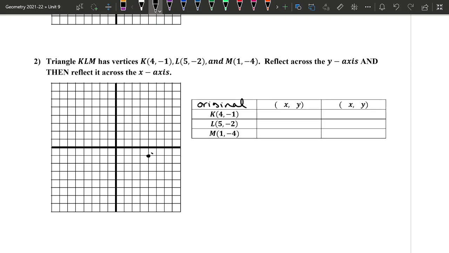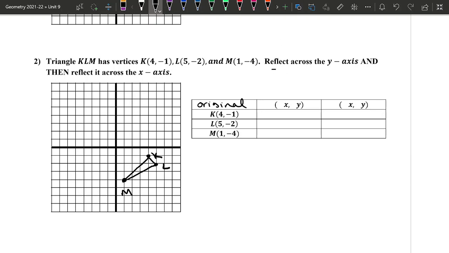And that is point K. 5, negative 2, so over one more, but down to the second one. That's L. And M is at 1, negative 4. So 1, 1, 2, 3, 4. All right, so there is my original triangle. Yeah, I skipped one.